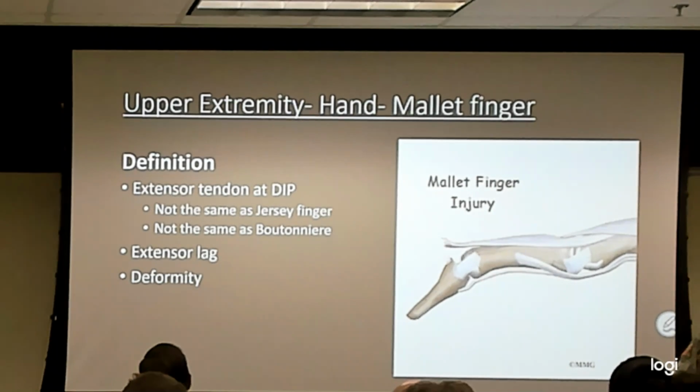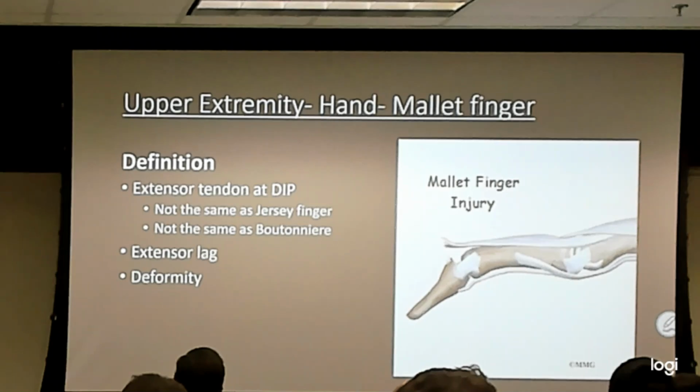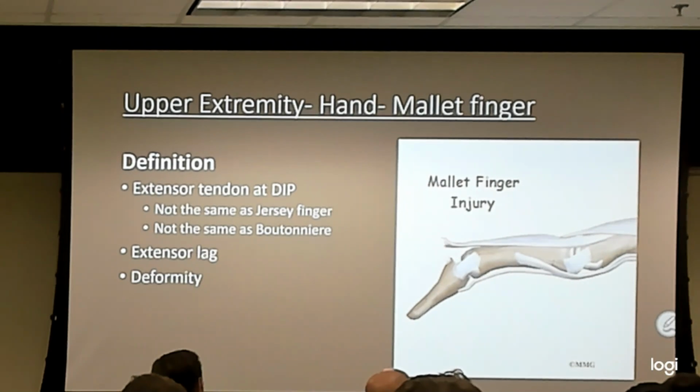And again, they're going to get that extensor lag. So again, that means that it's here. And when I tell them, please extend the end of your finger, they go, and it won't go. But when they do it to their other fingers, they can do it. And it may result in permanent cosmetic deformity, meaning that it's stuck like that.